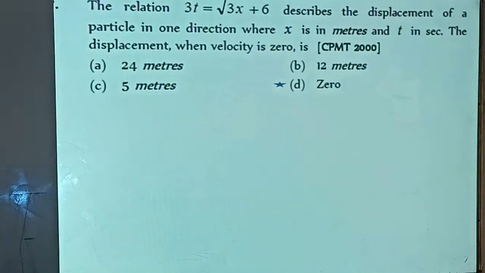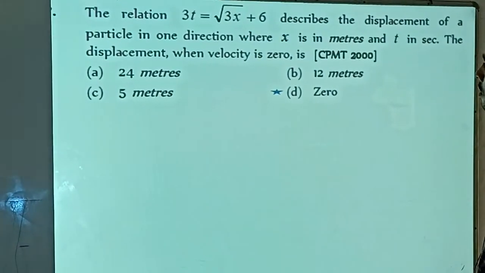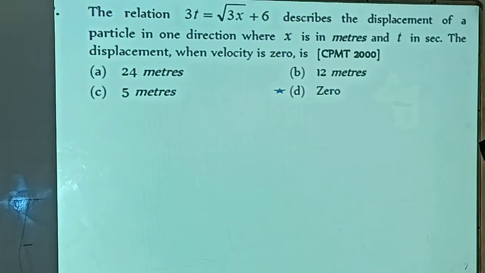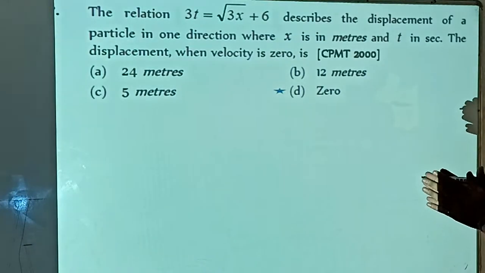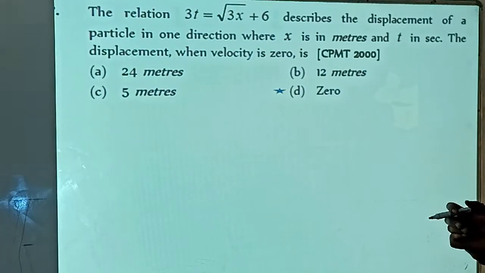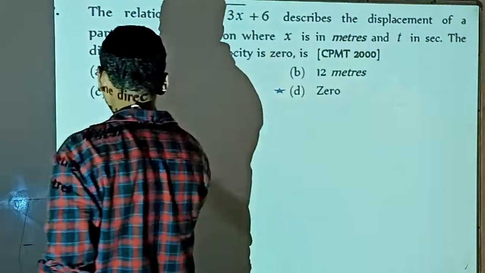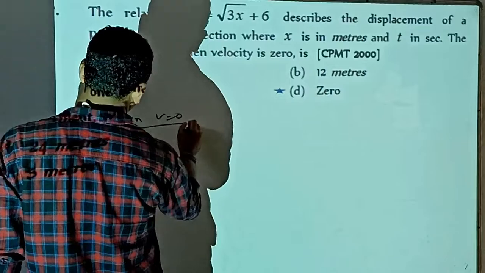Okay, so our question is: the relation 3t = √(3x + 6) describes the displacement of a particle in one direction, where x is in meters and t is in seconds. The displacement when velocity is 0 is? So basically you are just going to find out the displacement when velocity is 0. So given, v is equal to 0.